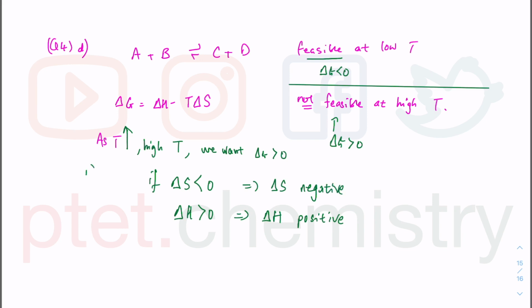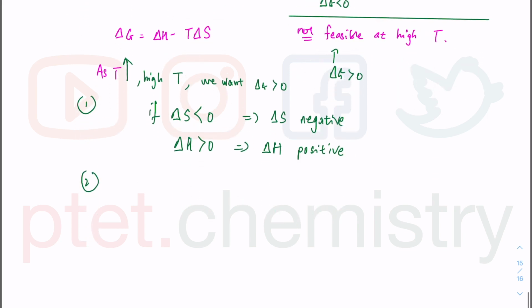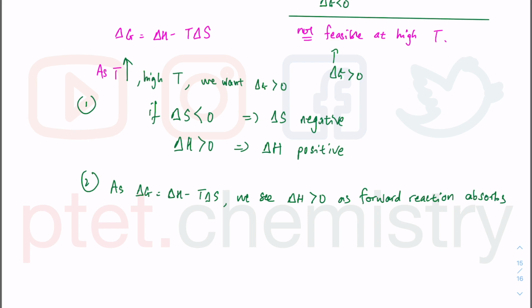In terms of the explanation, I already explained it very hand-wavingly. Now we're going to put it into words. As delta G is equal to delta H minus T times delta S, we can say delta H is greater than 0 as the forward reaction absorbs heat. You think about temperature increasing, so it absorbs heat. It is endothermic, and that is why it's becoming more and more feasible as temperature increases.